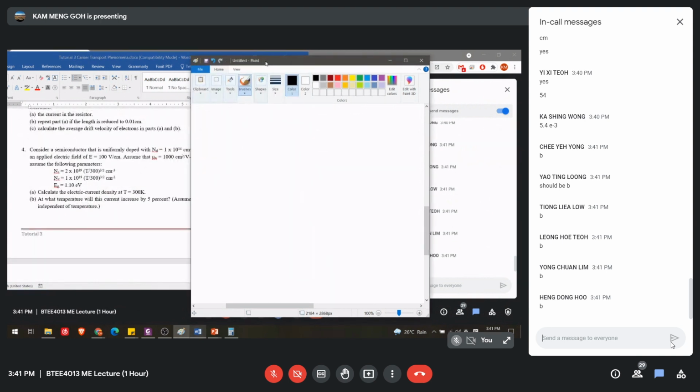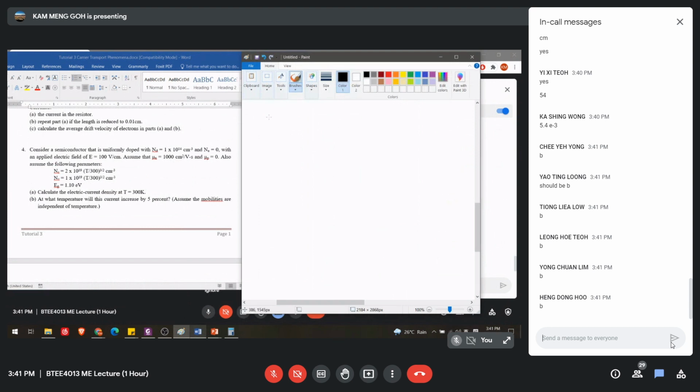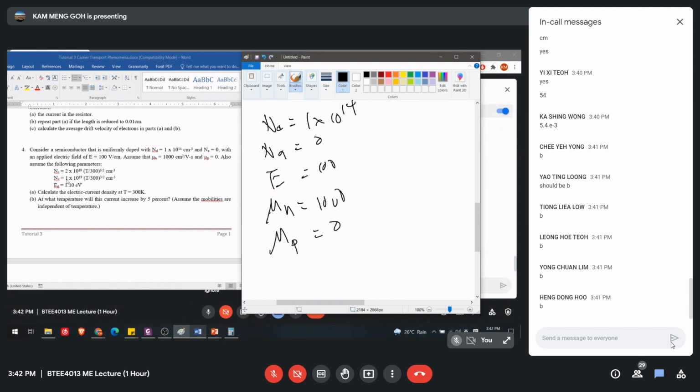Consider a semi-silicon that is doped with ND equals 1 times 10 to the power 14 and NA equals 0. Apply E equals 100. Mu N is 1000, mu P is 0. Then your NC, NV, and EG are given here. Calculate the electric current density. This one is obviously the drift current density, no doubt.